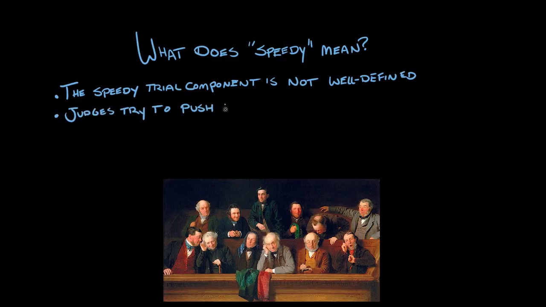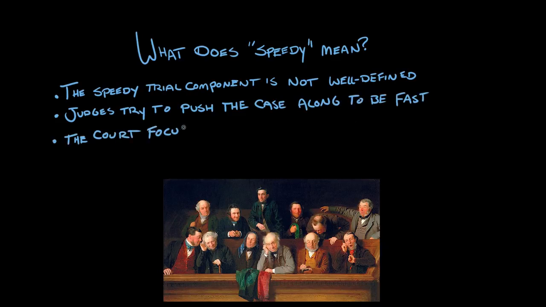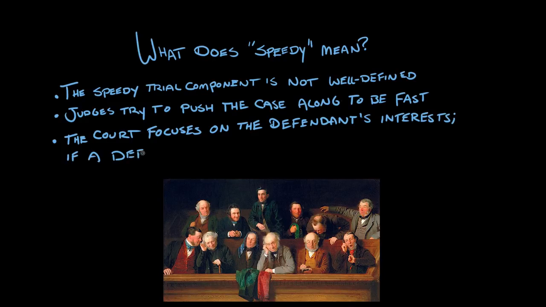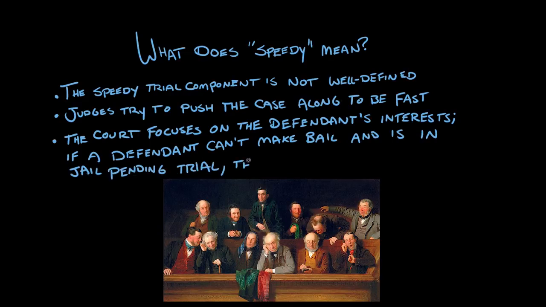So the court has turned it into really focusing on the defendant's interest in something fast, and that matters a lot when a defendant doesn't make bail and is being held in jail pending trial. So those cases will go to trial in a matter of months. A case where someone is out on bail can easily take a year or two before it ultimately proceeds to trial. What's speedy or what's reasonable in 1791 might not be speedy or reasonable in 2017.